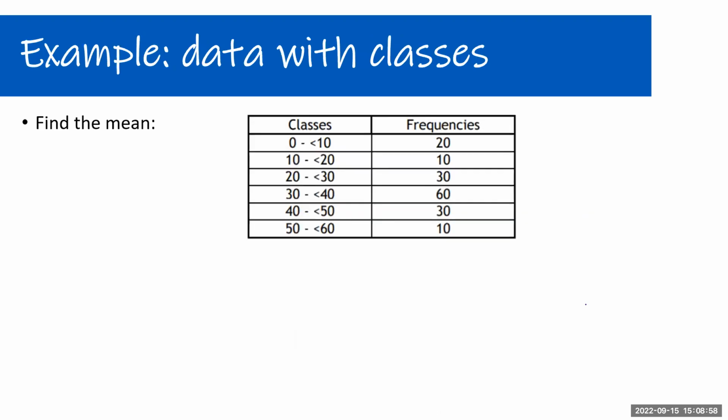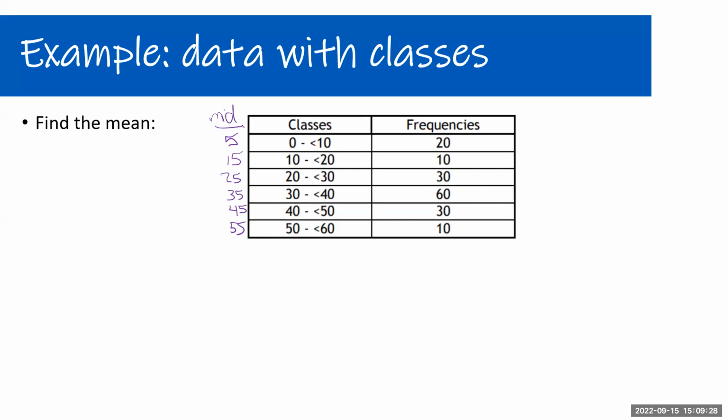Let's talk about an example here. The first thing we need to do is talk about the midpoints. The midpoint is just what's in the middle of that class. 0 to 10 is going to have a midpoint of 5. 10 up to 20 is going to be 15. And our class width is going to play that same leapfrog concept. 25, 35, 45, and 55. Those are going to be our midpoints.